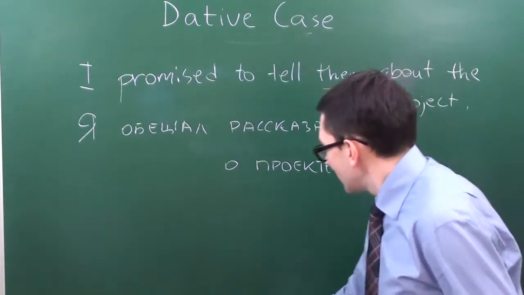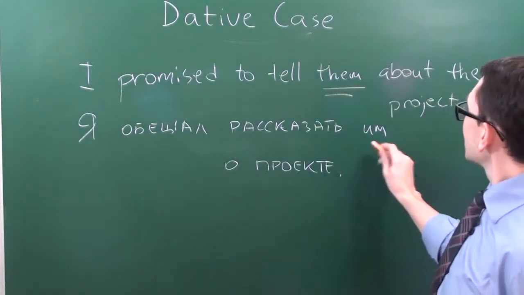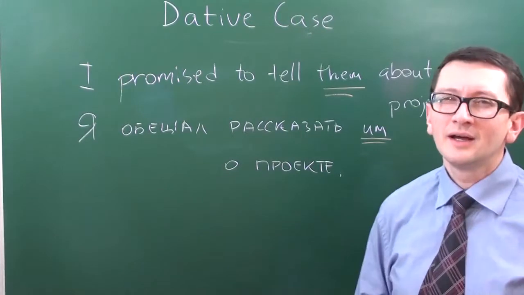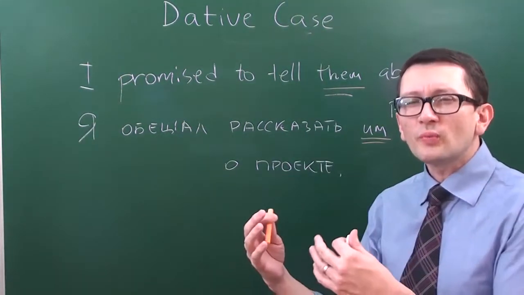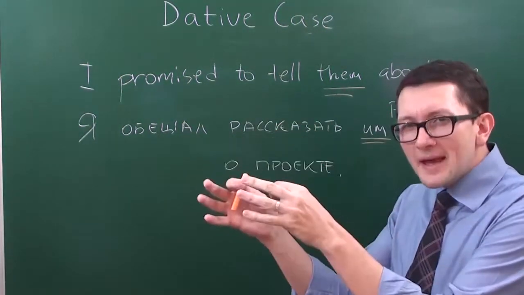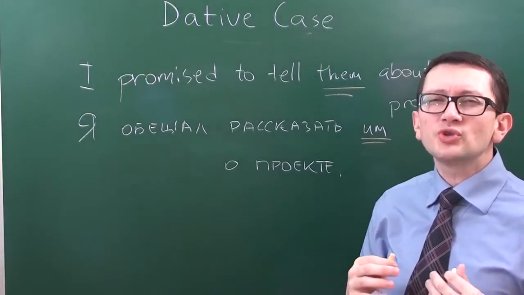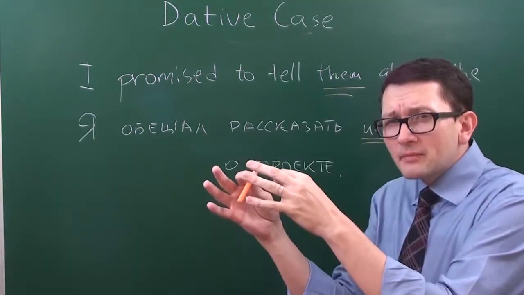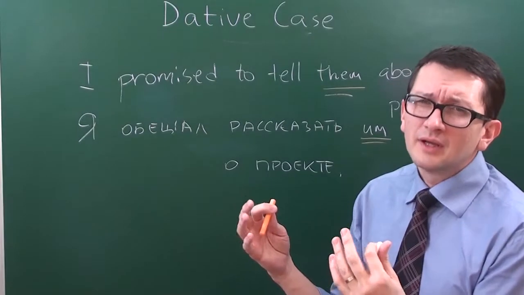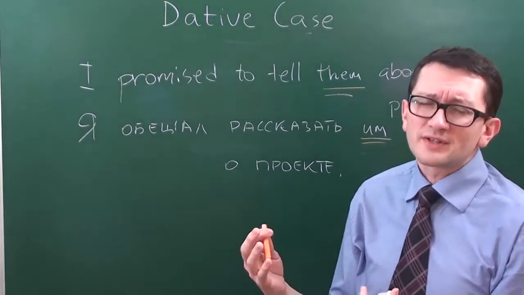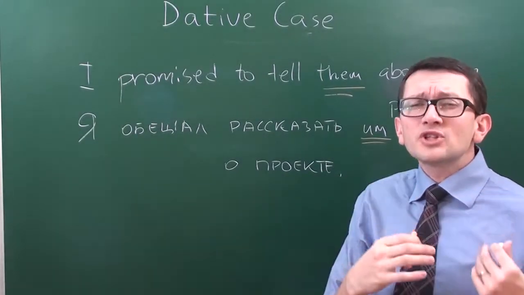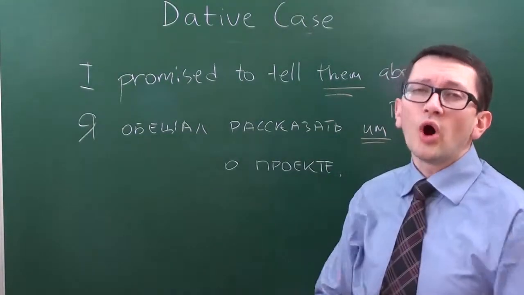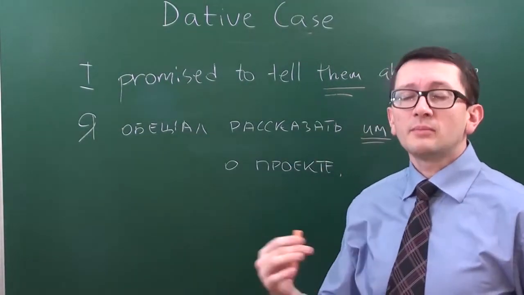And in here, as we already said about this, we use им. Yes, to whom? Yes, to them. Yes, I promised to tell to them. I can't really say to them, but in Russian it actually sounds like this. All right. Я обещал рассказать им о проекте. About what? About the project.